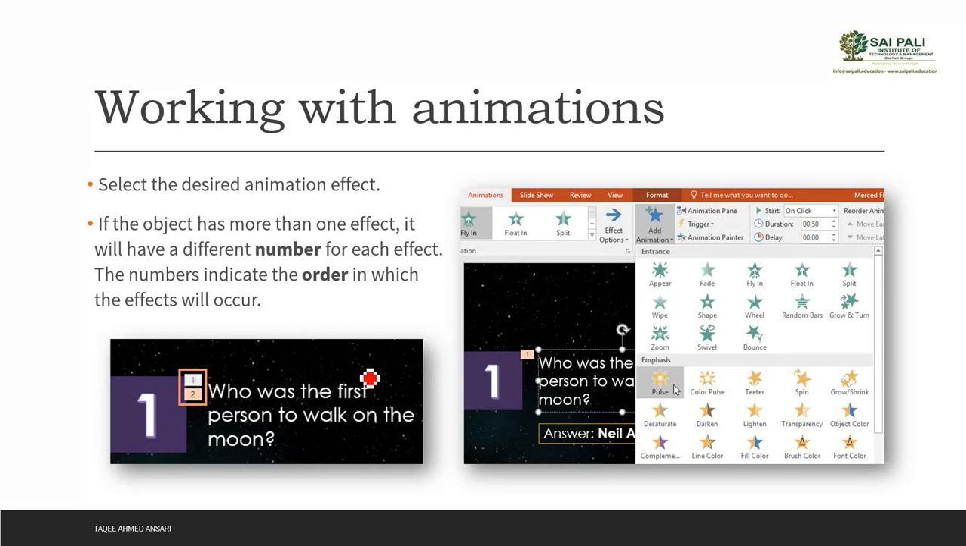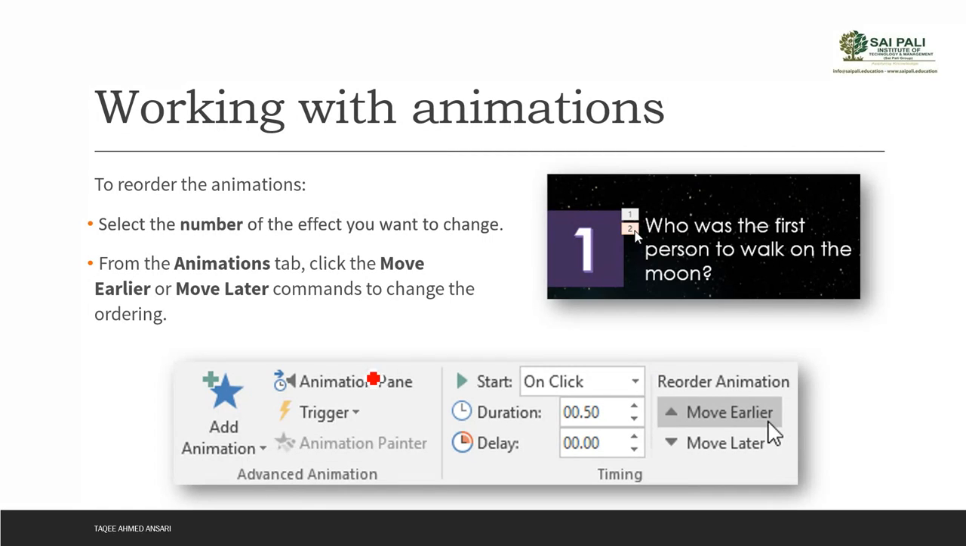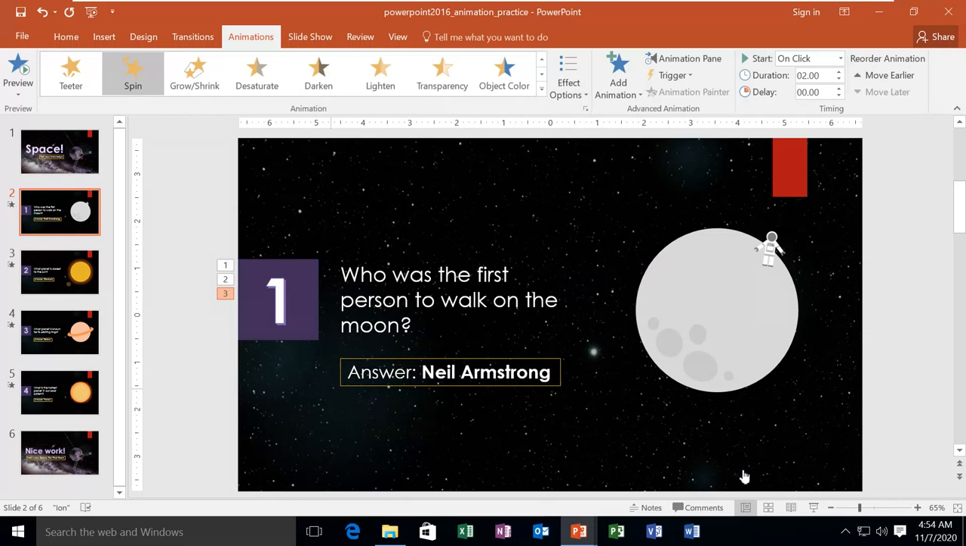Now we can change the order also. If we want to change the order of the animation, we have to select the number, and then from the Timing group we can change the order from here. We can move it earlier, we can move it later also. If you have multiple animations, you can move up, you can move down also.